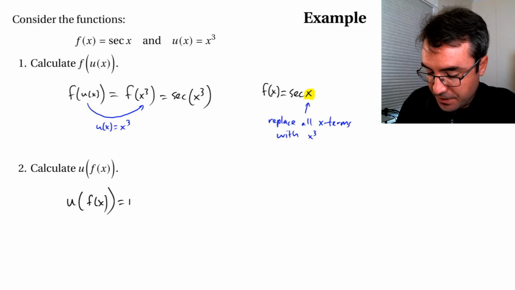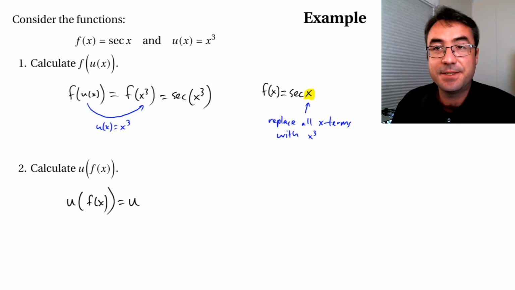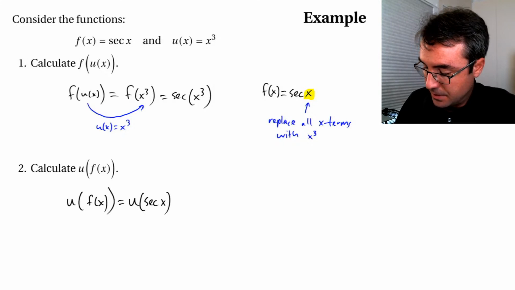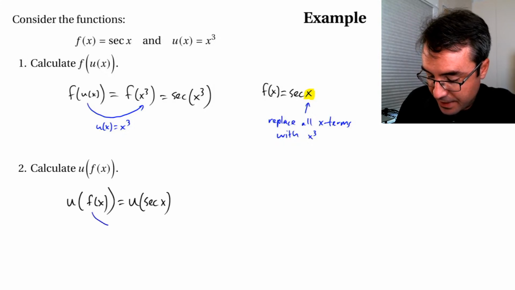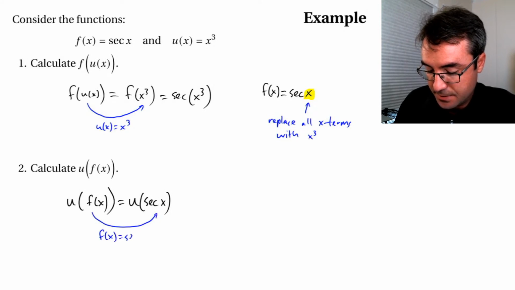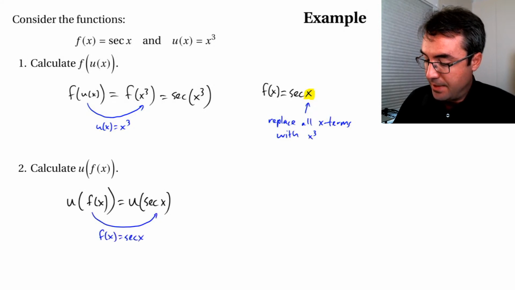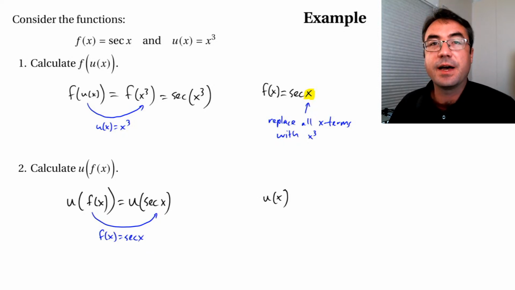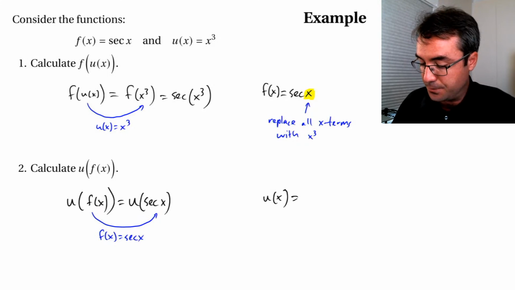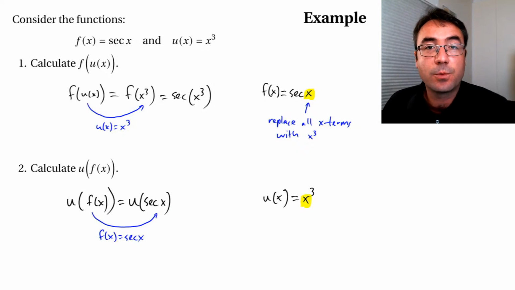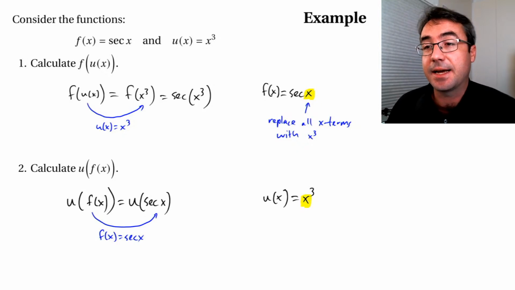So let's fill in what f of x is. f of x is our secant function. So we're just taking f of x and filling in what it actually is. And then the next step, if we think of u of x as equal to x cubed, wherever we see an x there, we're going to replace it with secant x.